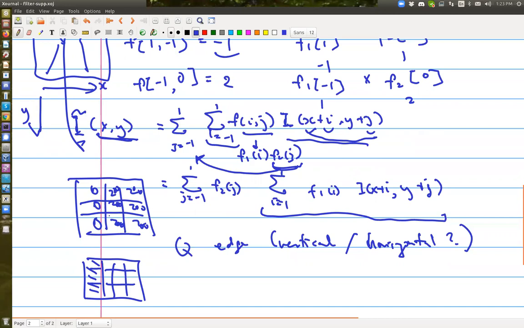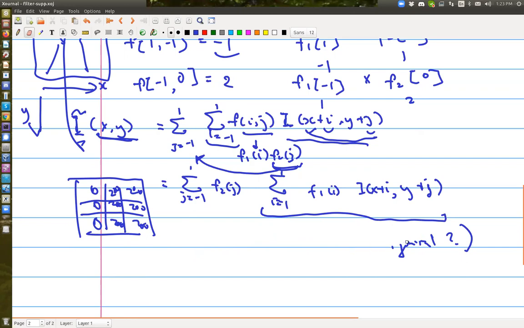Now if I apply my filter to this, as I said earlier, applying that filter will be the same as applying first one direction. Of course, I can do it the other way, vertically or horizontally. This is not the only way, because I can also move the J summation inside first, and then do the I summation.